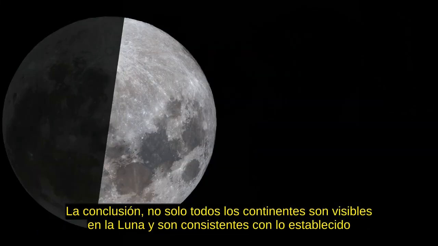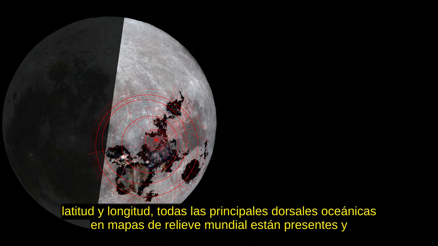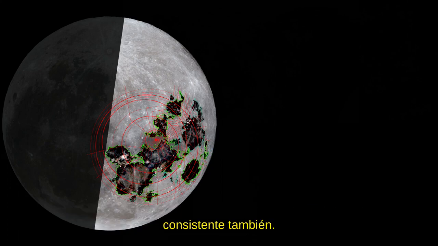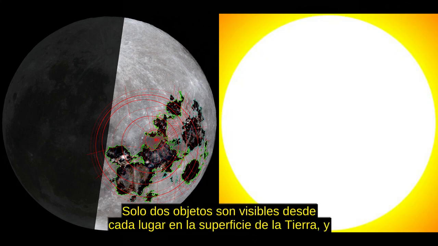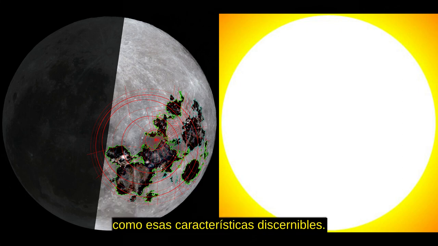In conclusion, not only are all continents visible on the moon and consistent with stated latitude and longitude, all major ocean ridges on world relief maps are present and consistent as well. Only 2 objects are visible from every location on the surface of the Earth, and the only one with discernible features bears every location on the surface of the Earth as those discernible features. This is not a coincidence.